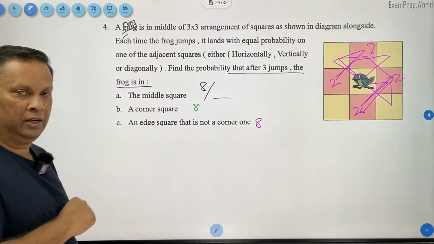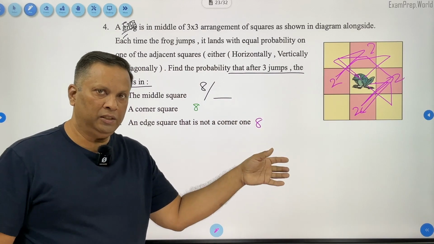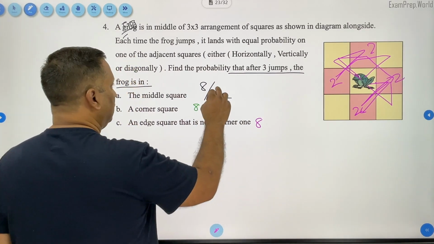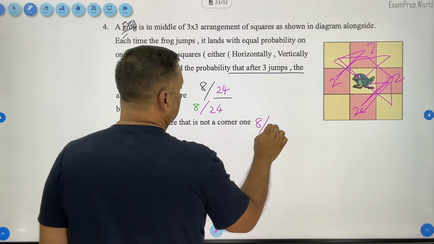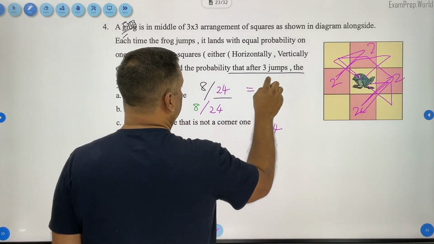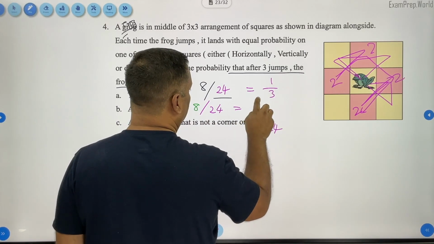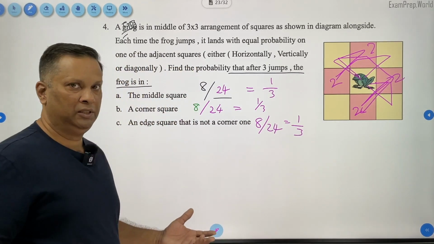So all squares are done. 8 ways he can do, 8 ways he can do, 8 ways he can do. Together it is 8 times 3, 24. 24 is the total number of movements which he can do. So what is the probability of the middle square? 8 is to 24 is 1 by 3, and this is also 1 by 3, and this is also 1 by 3. It was easy, right?